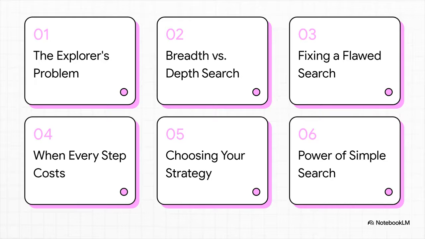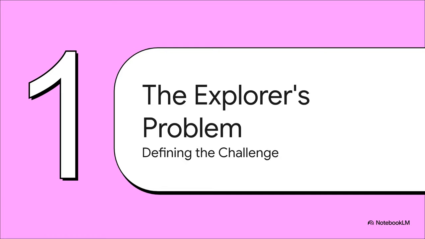So here's our game plan. First, we'll lay out the problem our blind explorer is up against. Then, we'll meet two very different kinds of explorers, one that plays it safe and wide, and another that dives in deep and fast. After that, we'll see how to patch up a search strategy that can get itself lost, and we'll ask what happens when not all steps are created equal. We'll wrap it up with a guide to picking the right strategy, and finally, look at just how powerful these simple searches can be. Okay, let's get right into it.